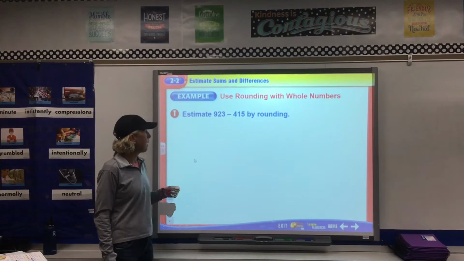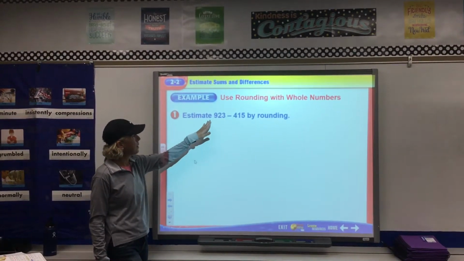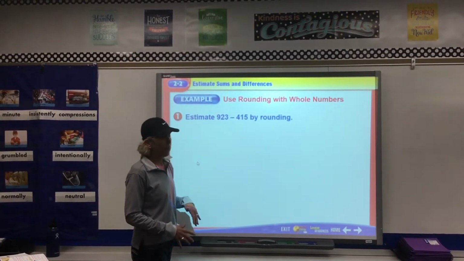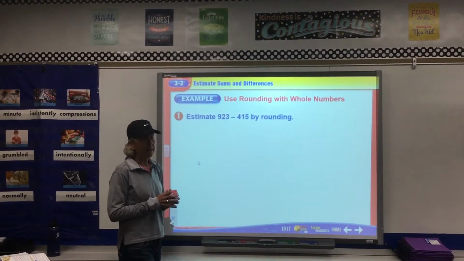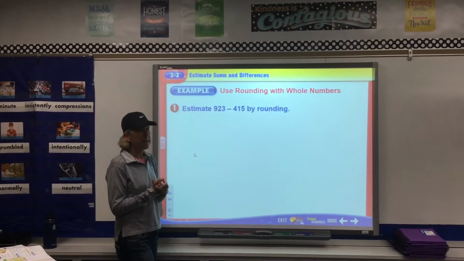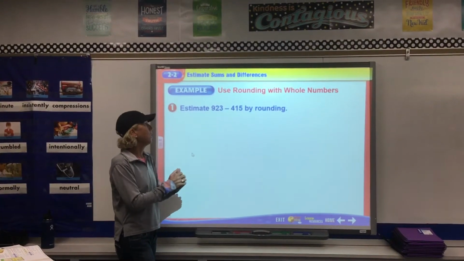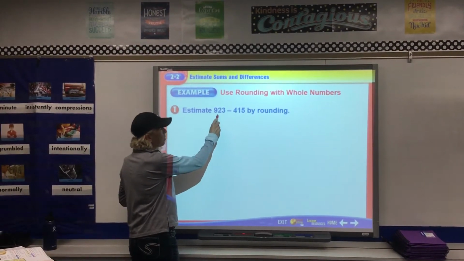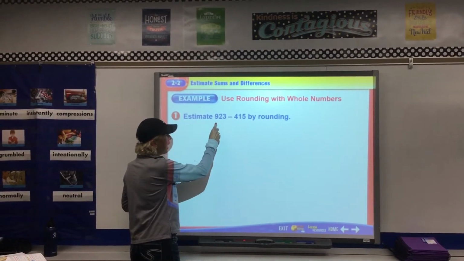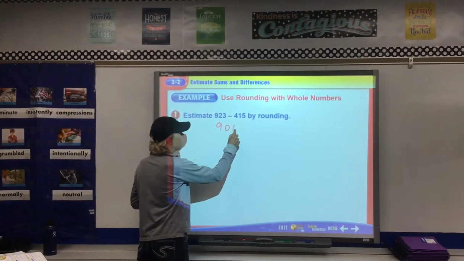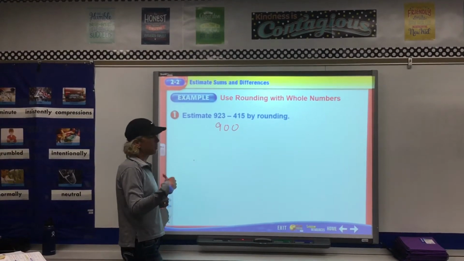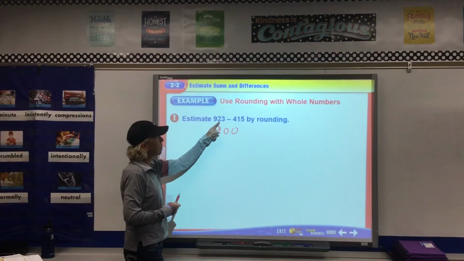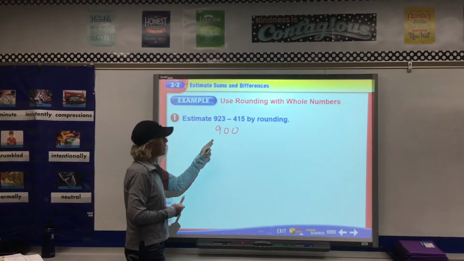So, for an example, they ask us to estimate 923 minus 415 by rounding. And when we're talking about rounding, one of the things that I like to share with my friends is to think of it as front-end estimating. So in this case, you're looking at the digit in the greatest place value, 923. I would round that to 900, just reviewing the lesson that you talked about previously. Remember, the 9 is in the greatest place value. You look to the right of that, there's a 2, so it would stay the same.